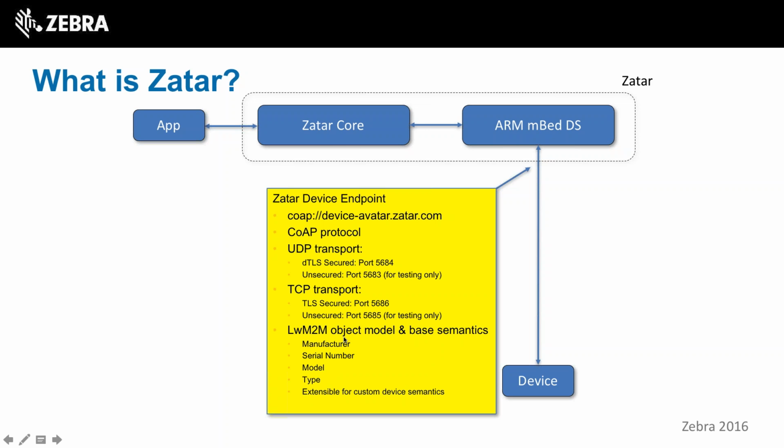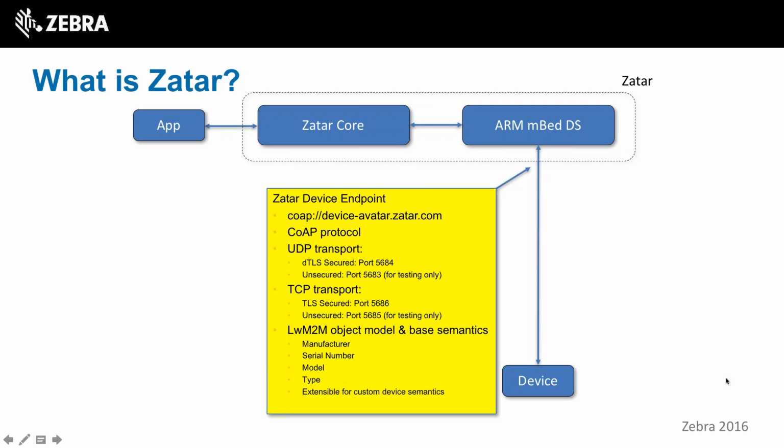And they're listed here, not inclusively, but the main ones are manufacturer, serial number, model type. These things, every device that supports Lightweight M2M should implement exactly the same way. That means if I connect to cloud A or cloud B, even if they don't know who I am, they'll know that much about my device because these things are all standardized. And I'll show you a little bit more about that later.